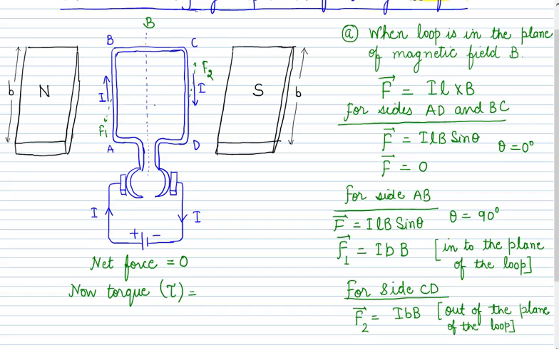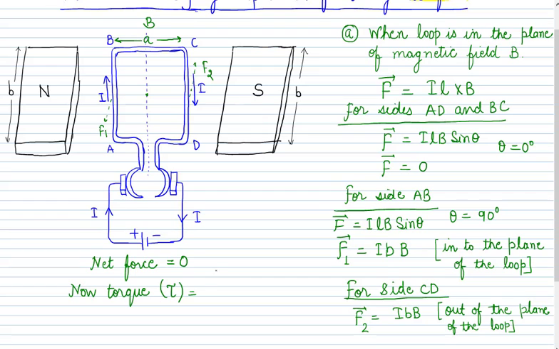And if this length we take as small a, the distance between arm AB and CD is small a. For AB it is force F1 and for CD it is F2. Somewhere here we can take a center, so this distance will be a by 2 and this distance will be a by 2. Now we can say that F1 will be acting at a distance a by 2, and here also a by 2.